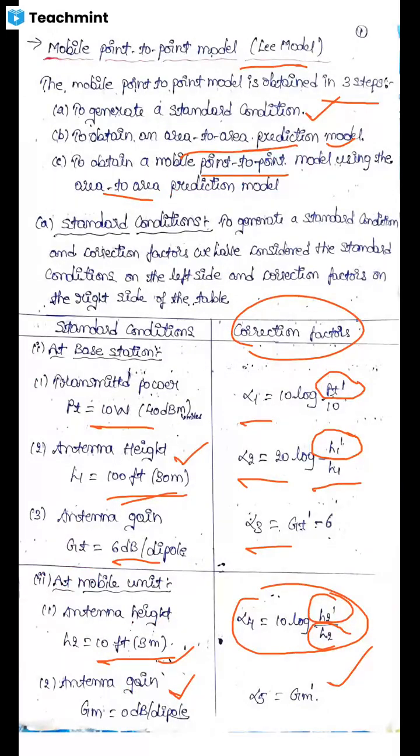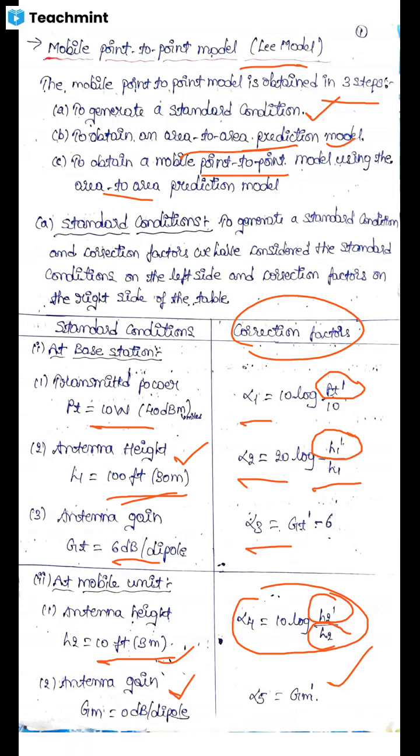So once again briefly, why are we studying this mobile point to point model? We are studying this Lee model to draw the path loss curve, to study the path loss curve. Here path loss curve means studying the signal strength, how the signal strength is changing in a particular area due to different human-made structures or natural terrain configurations. To study this path loss, to draw a path loss curve, we are going for the mobile point to point model.